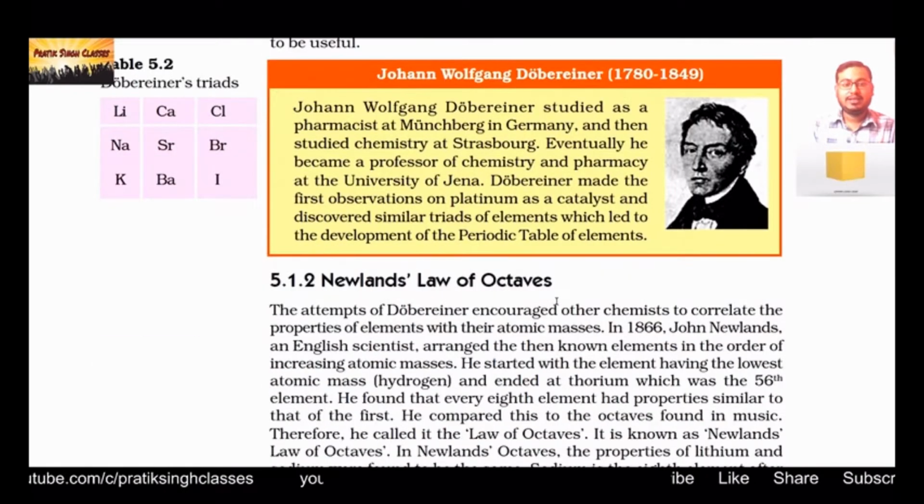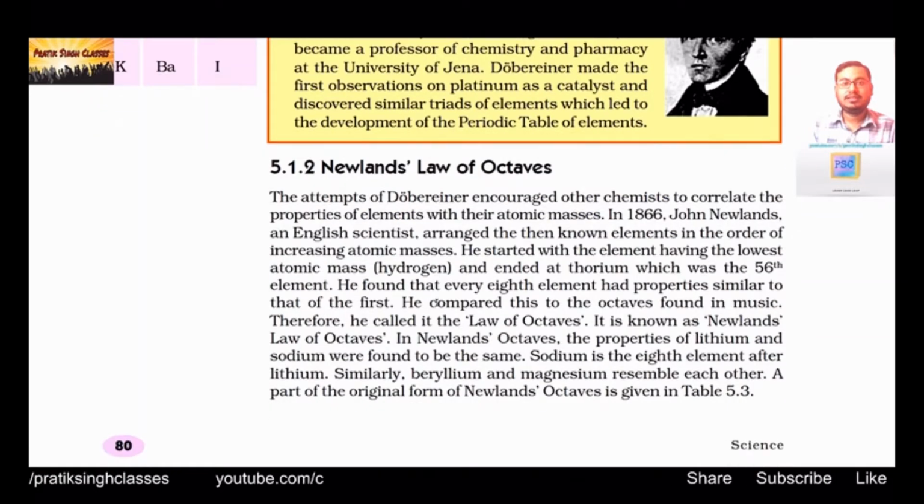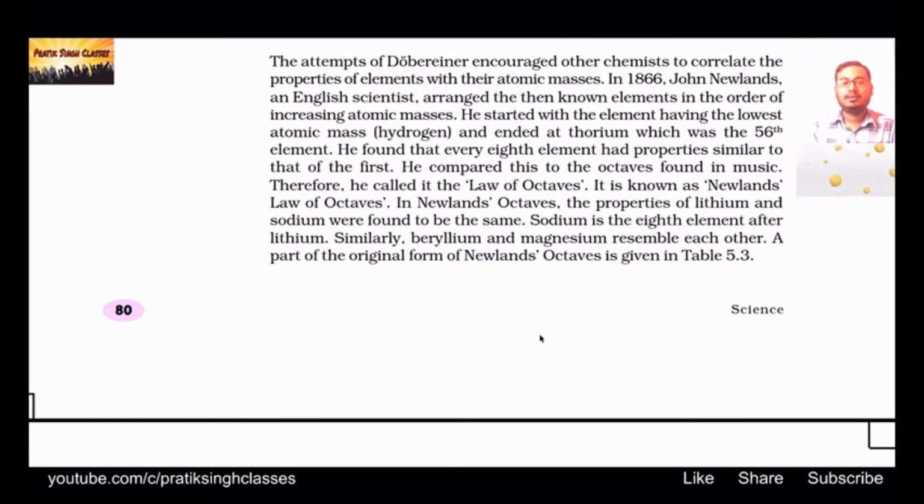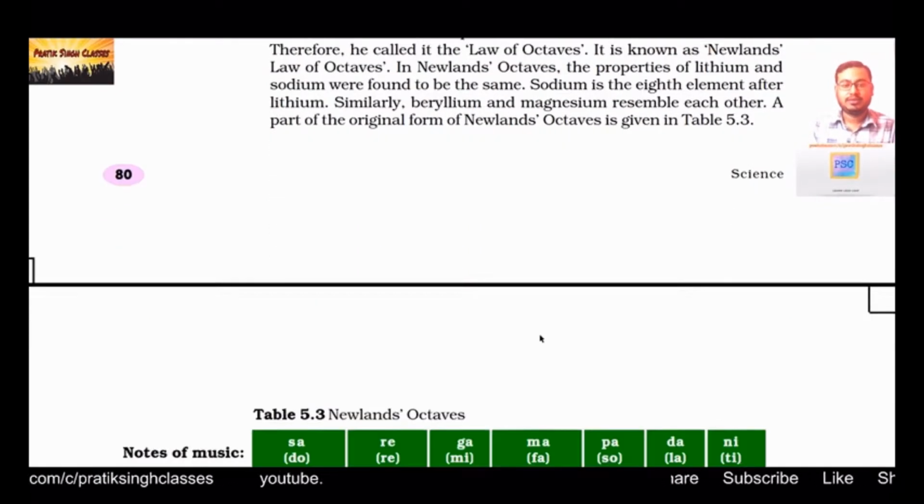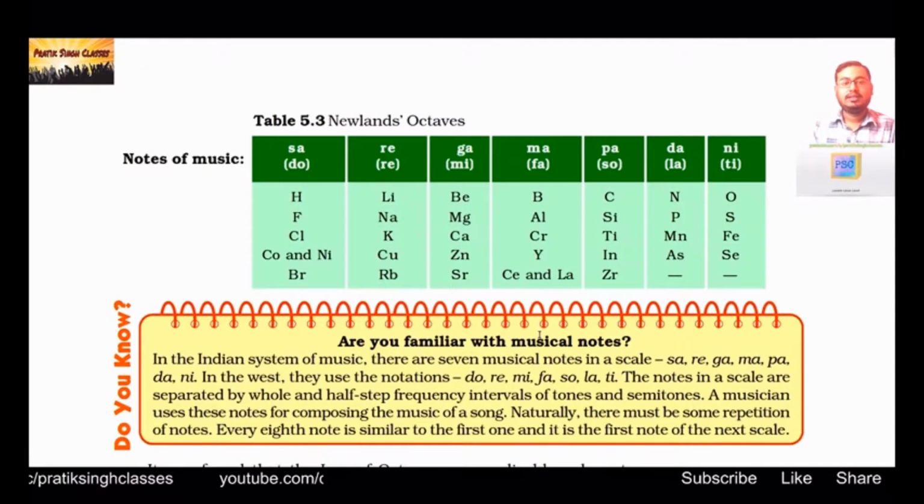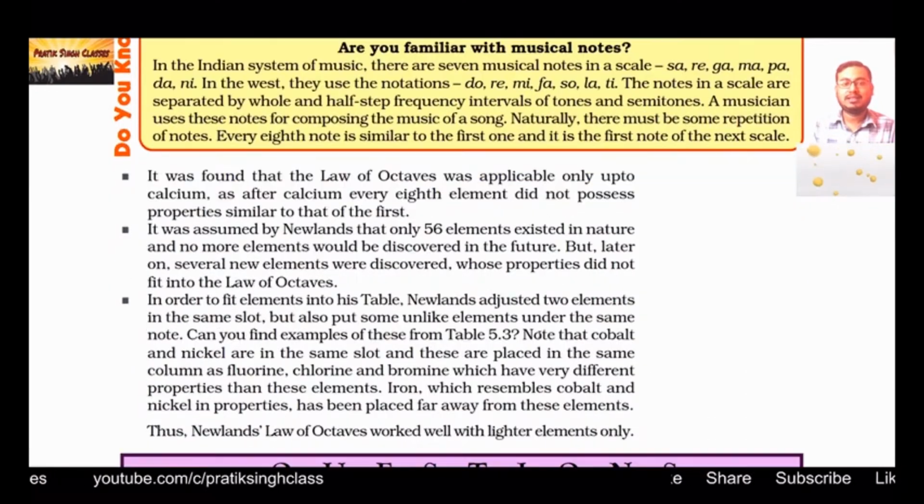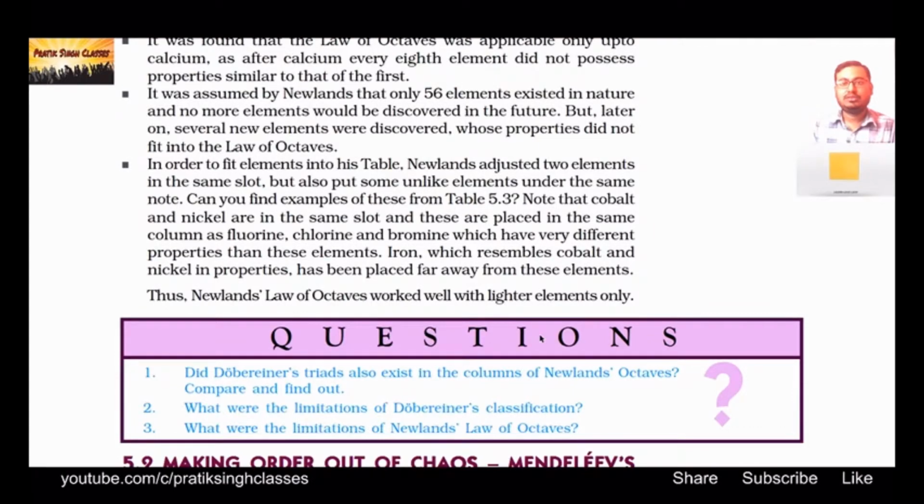Then we have seen section 5.1.2, that is Newlands' law of octaves. There we have seen that when elements were arranged, they follow the law of octaves. That means Newlands has given that every eighth element has physical and chemical properties which resemble the first element, and vice versa also. Then we have seen that there were some drawbacks in his table because two or more elements sometimes were placed at the same position, even though the work done by Newlands was of great achievement.